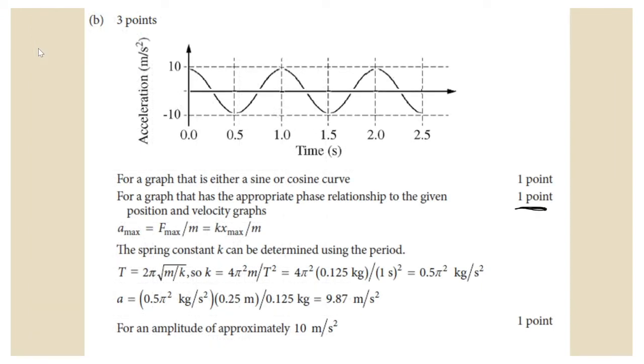Now, of course, they end up showing the calculation here for the acceleration, but the last point was for an amplitude of approximately 10 meters per second squared. They ended up showing the amplitude being just under 10 because they ended up leaving the spring constant as a half pi squared, so they didn't round, and that ended up giving them an acceleration of 9.87 meters per second squared. And that's the scoring guide for Part B. Take a second to pause this video here and write that down, making sure you understand all aspects of the scoring guide. And when you hit play, we'll move on.